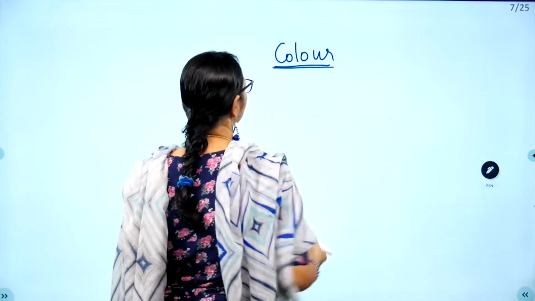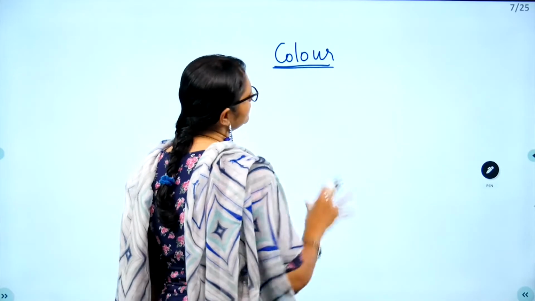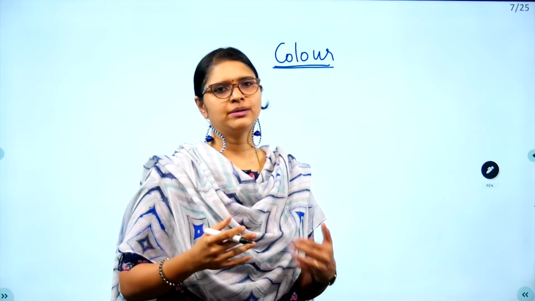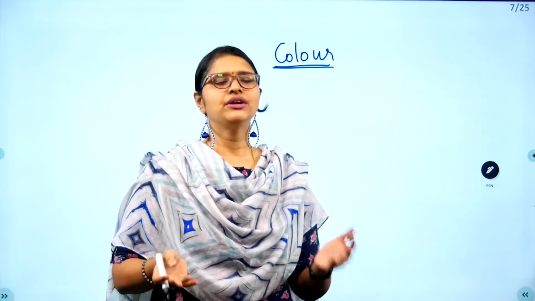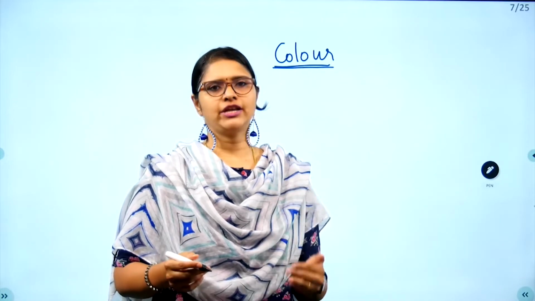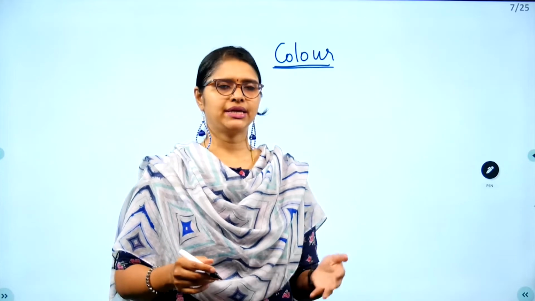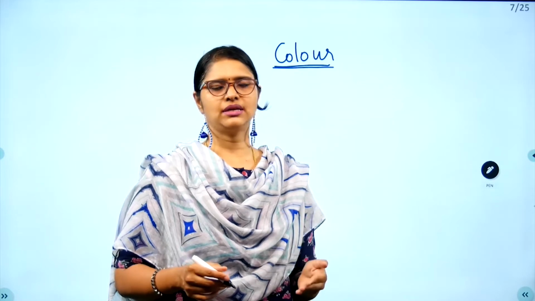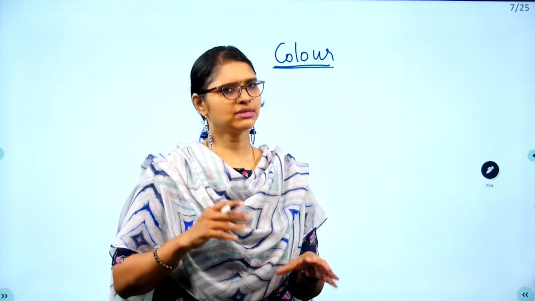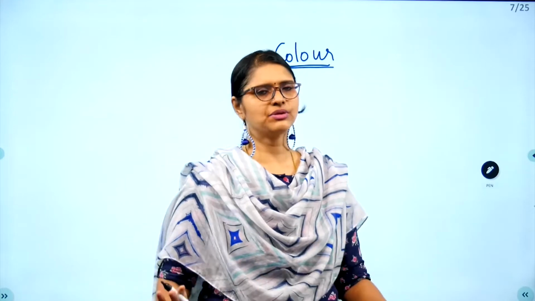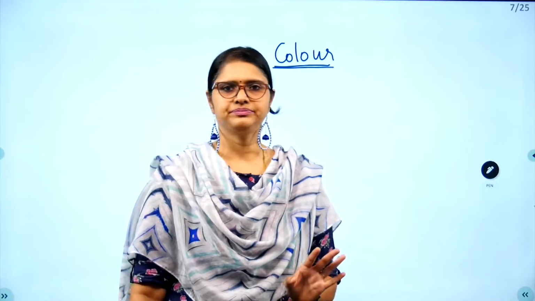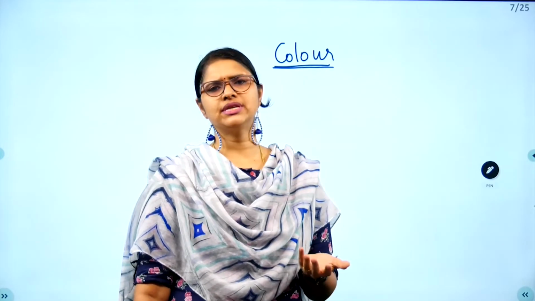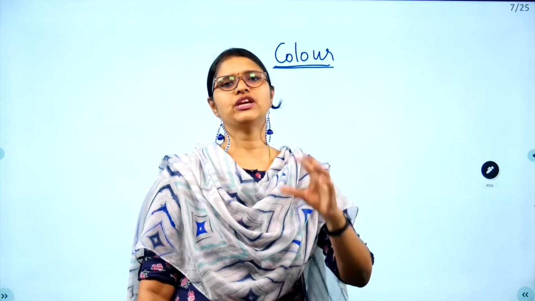So here we have the elements, right? For example, if you take the 3d series, you have scandium, titanium, vanadium, chromium, manganese, then iron, cobalt, nickel, copper, zinc. So you have some colored elements also here, right? As such, the metals are colored. Copper is colored, for example. So here we are going to see about ions, how they are colored.